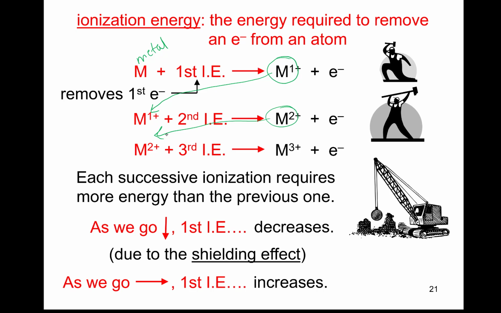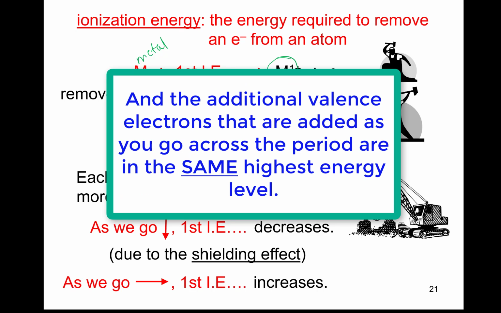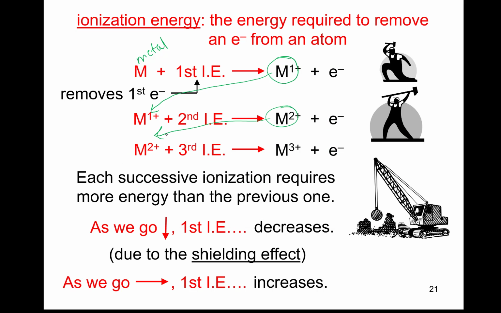As you go across the table, the first ionization energy will increase. The reason it increases is because, remember, as you go across a period, you add an extra proton and electron every time you move over one group. Well, remember, there's that stronger attraction between those protons and electrons due to the Coulombic attraction as you go across a period. So because there's a stronger attraction, it takes more energy to remove one of those valence electrons.